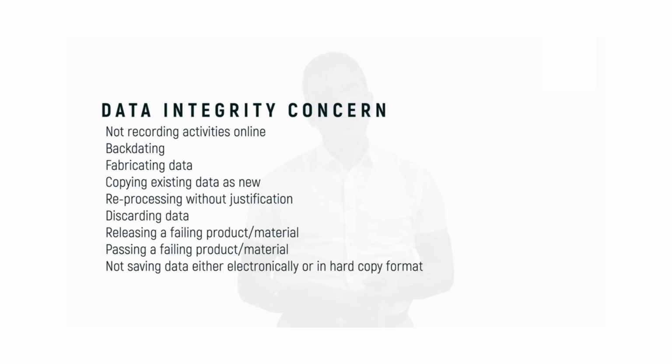Now, what can be considered a data integrity concern? Not recording activities online, backdating data, fabricating data, copying existing data as new, reprocessing data without proper justification, discarding data without recording anything or without appropriate reasons, releasing or passing a failing material or a failing product, and not saving the data either in electronic or hard copy format. These are some of the things which can be considered a concern on data integrity.